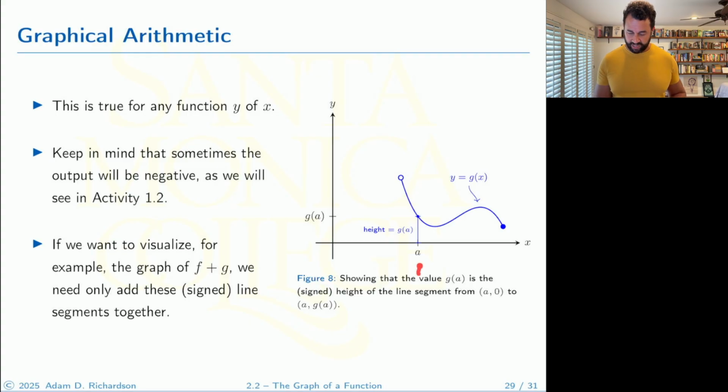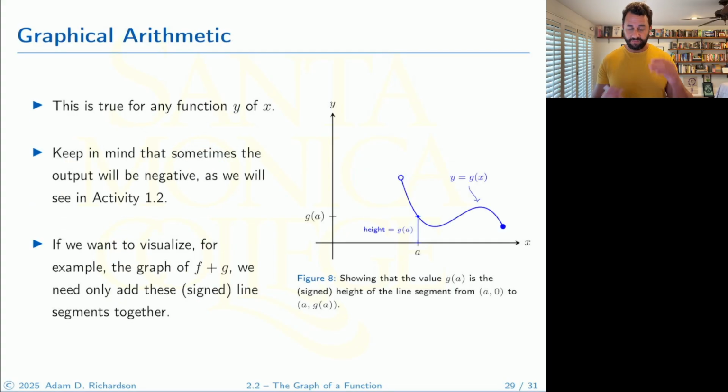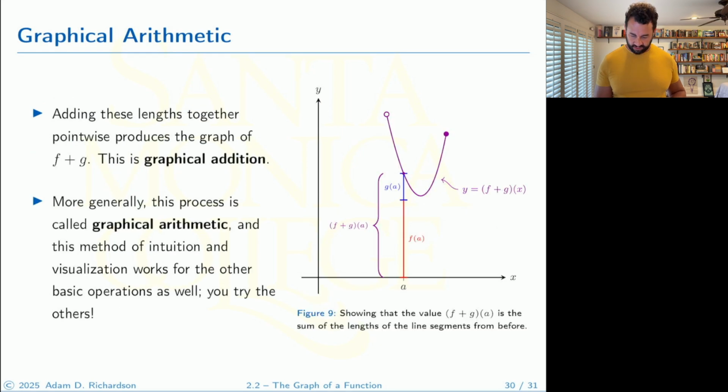So we're at the same point a, right? a is in the domain of both of those functions. At this same point a, we're taking the height of the graph of g and the height of the graph of f. And if we want to add these two functions, we're just going to add these two lengths. Here's the height f of a, here's the height g of a, and this total height is the value of f plus g of a. And this is what's called graphical addition. This is how you do it.